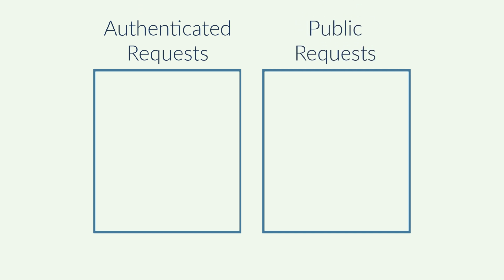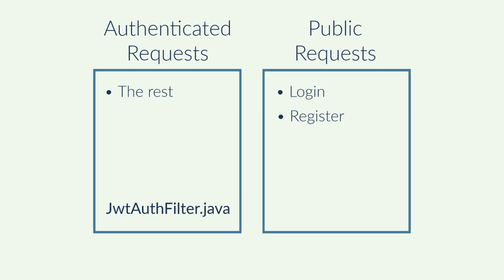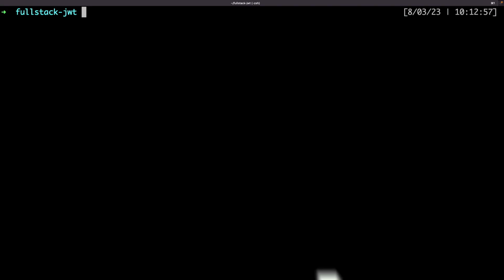Okay, so the backend must handle two kinds of requests, the authenticated request and the public request. In the security configuration, I must permit anyone to log in and register, and for the rest of the requests, they must be authenticated. And to ensure a request is authenticated, I will create a filter to read and parse the JWT before reaching the controller. Let's start by creating the frontend project.